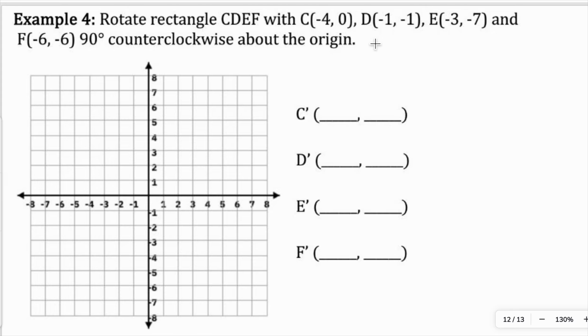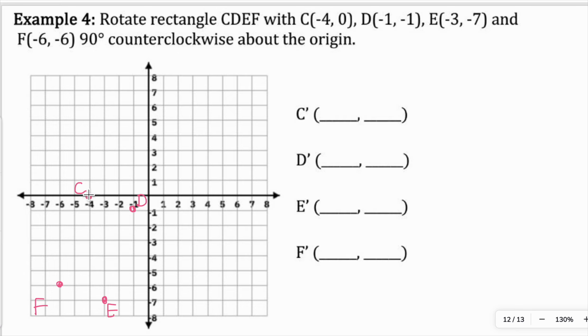Example 4, this one is where we're going to plot it and then do our 90 degree counterclockwise rotation. So let's go ahead and label those with some letters. So C, D, and F. C is at -4, 0. D is -1, -1. E is -3, -7, and F, -6, -6.